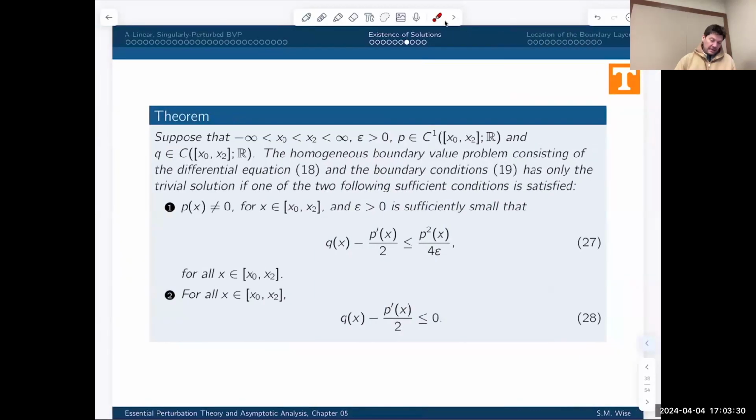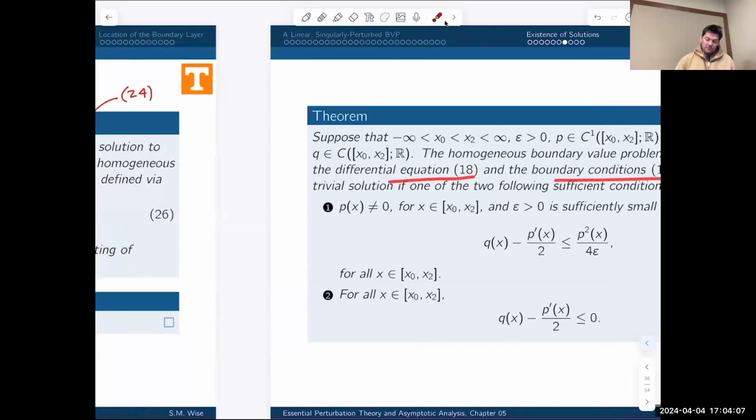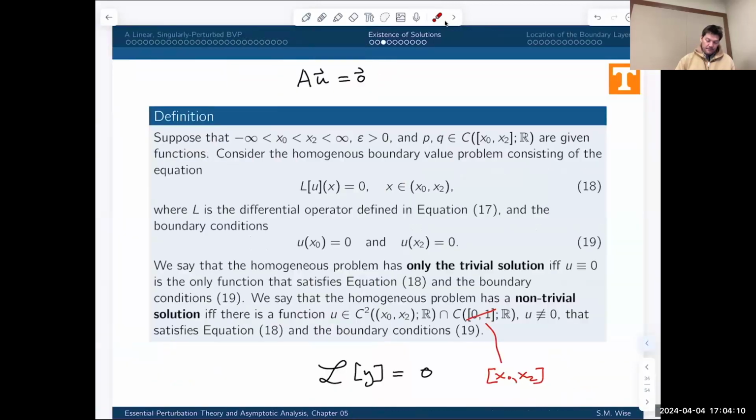Okay, next theorem. Again, I'm stating results here in theory, not because I like to prove theorems, which I do, but this is a course about applications, so this is going to help us understand something. So suppose the usual things: P is now elevated to be a C1 function, Q is just a C0 function, and consider the homogeneous boundary value problem consisting of the differential equation 18 and the boundary conditions 19. Let me just flip back. So that's this guy, my problem, that should only have the 0 solution if life is good.